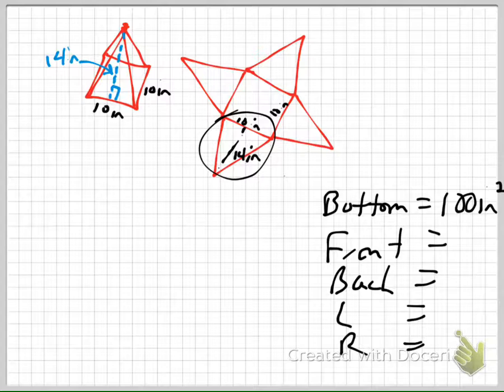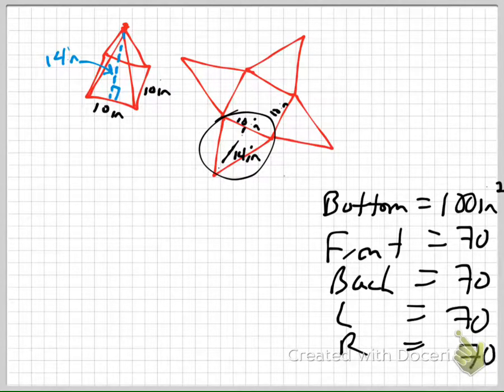Half. 70. 70. Total would be 280, 380 squared inches. Does that make sense? 5 inches. Does that make sense? Wait, 5 inches times 14 inches?